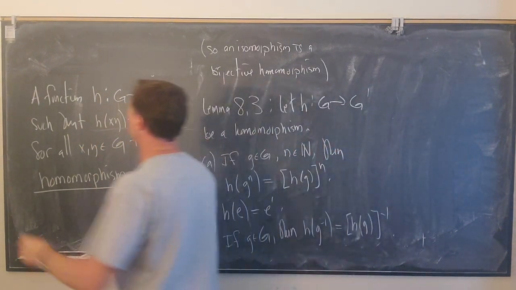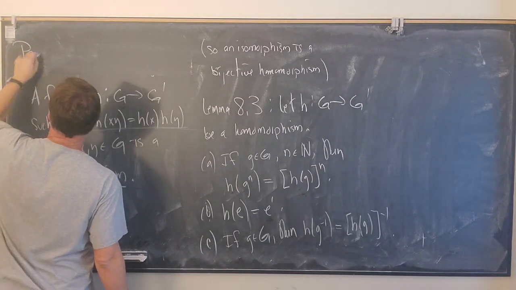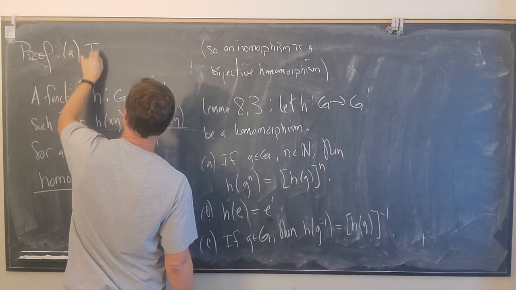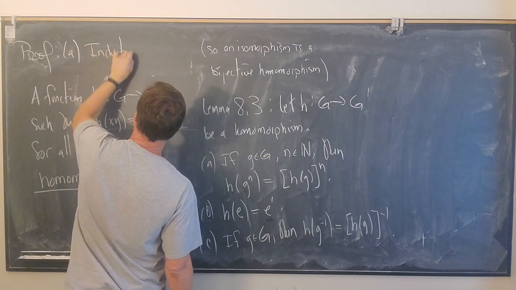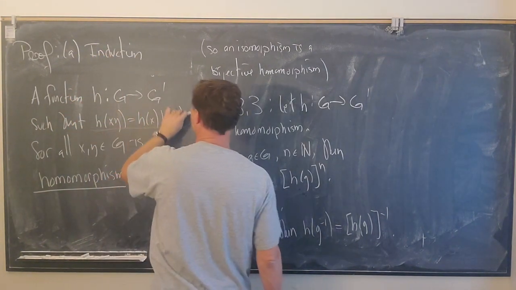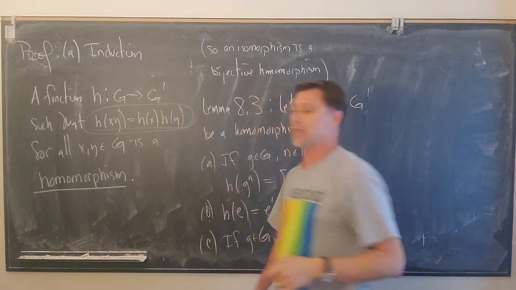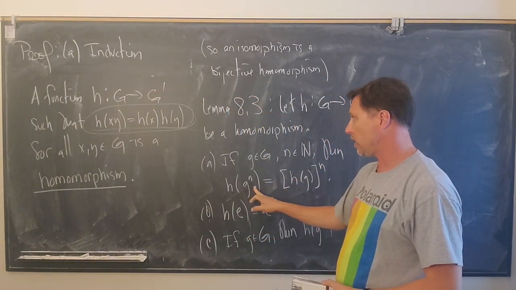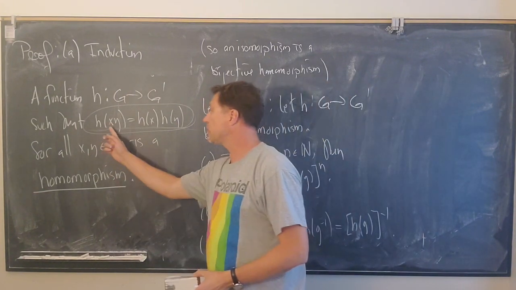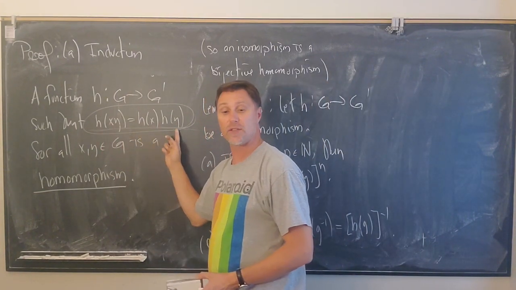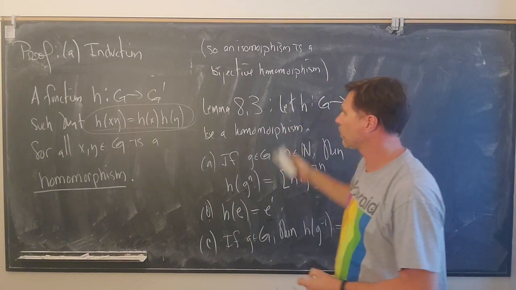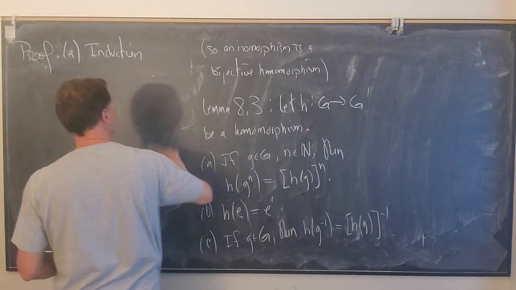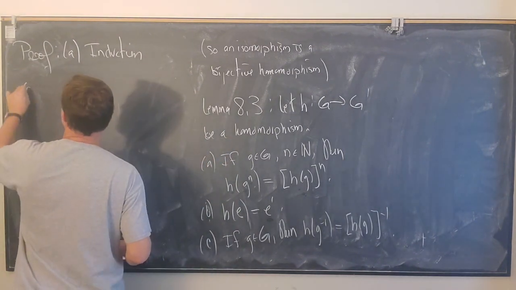So for the proof of part A, and I'll write this down and then I'll erase it, the proof of part A is just induction, where the definition gives us the base case. When n equals 2, we would have g times g. Well, h of g times g equals h of g times h of g by definition of homomorphism. And then the proof of the rest of part A just follows from induction. So I'll let you put the details in for that.